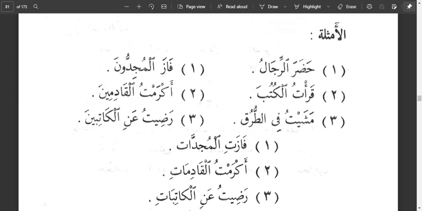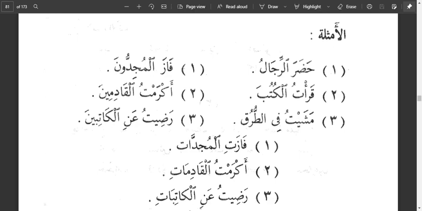So we have Hadar rijalu, the men arrived. So rijal is from rojulun. You see the shape of the word changes totally from rojulun to rijalun. So that's the plural. The next one, qara'tul kutuba, I read the books.